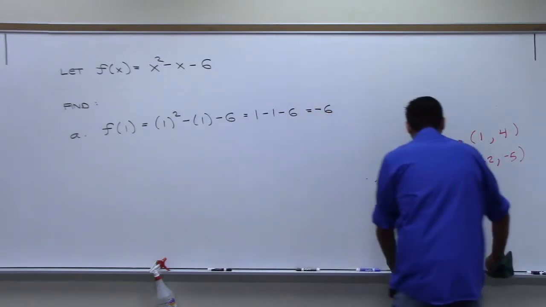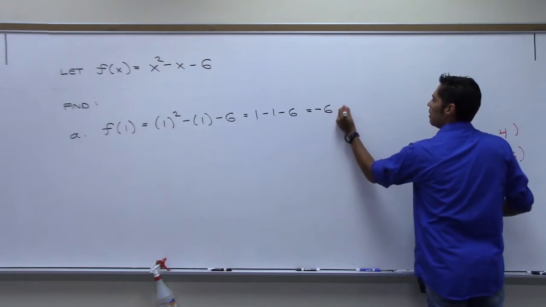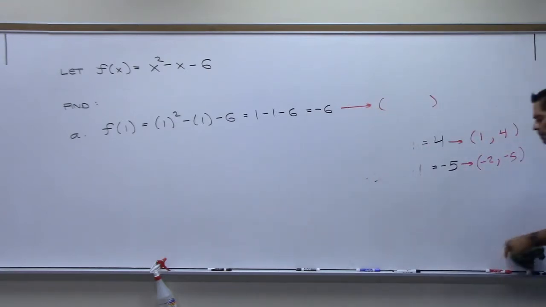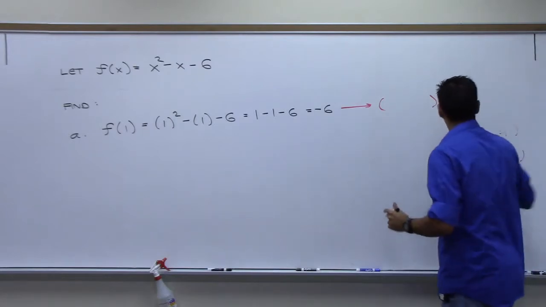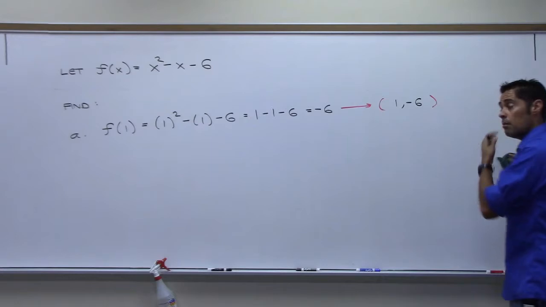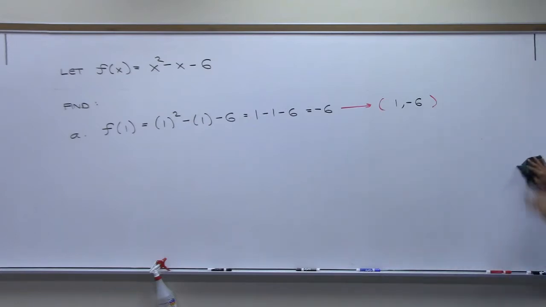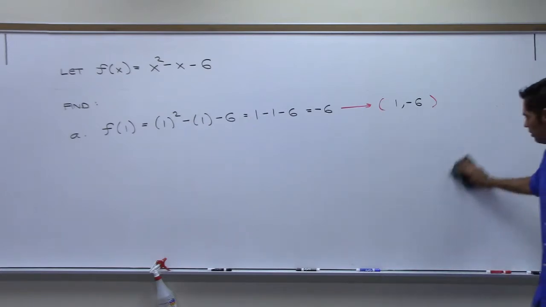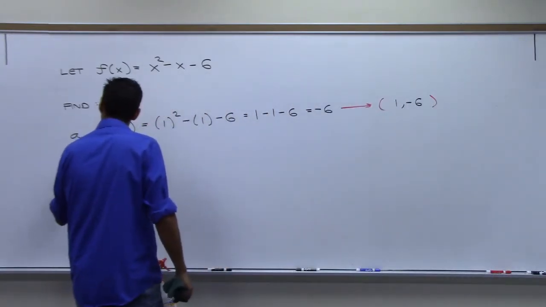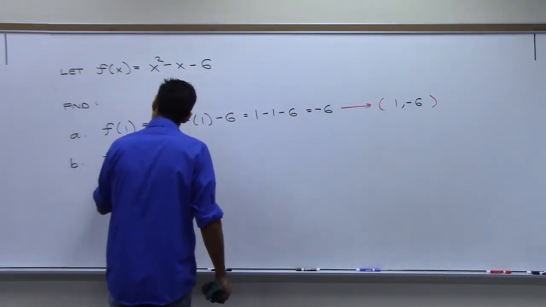Can someone tell me what that would be as an ordered pair, as a point, if I were going to try and graph this point? What would it be? 1, -6, right? That would be a point that I could put out there if I wanted to. All right, B, let's do f of -1.